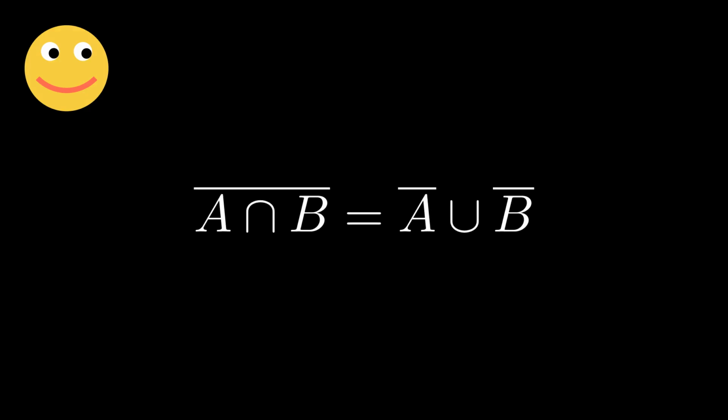The second De Morgan identity can be written in the following form. It states that the complement of the intersection of A and B is equal to the union of the complements of A and B. Let's see how this can be visualized. Let's define the sets A and B, which are subsets of universal set U. Form the intersection of A and B and then take the complement of this intersection. This will be the complement of the intersection of A and B.